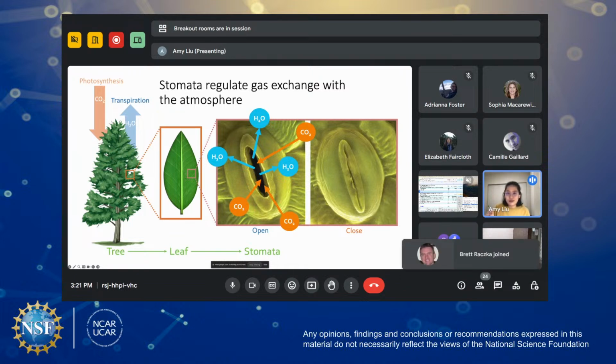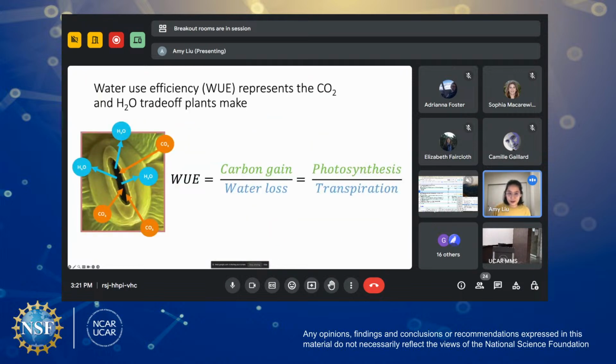So stomata essentially regulate the gas exchange between the leaf and atmosphere, and the relative rate of these processes can be related to water use efficiency, which is defined here. It essentially represents the carbon-water trade-off. Is the slide not changing? I think there's a lag in the slides. Going back, water use efficiency is essentially the carbon gain over water loss, or photosynthesis over transpiration.